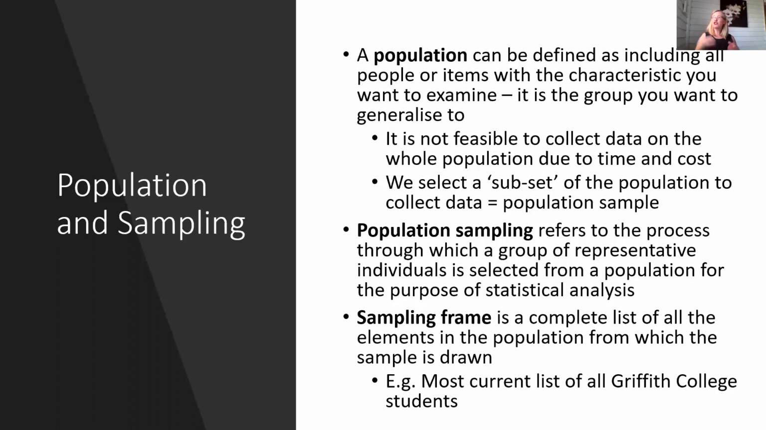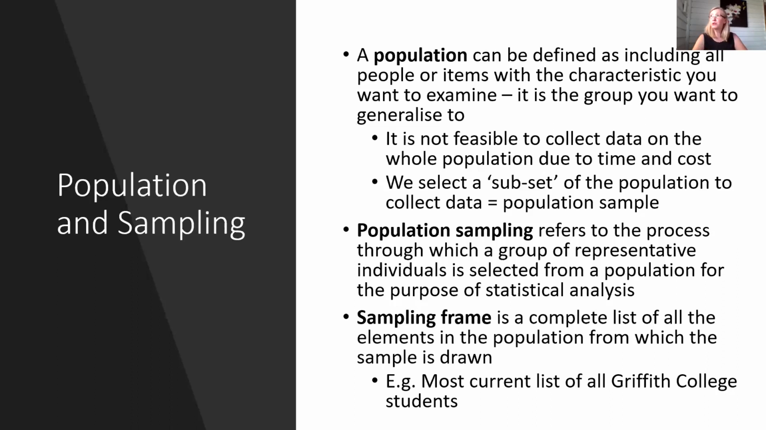Now, when we choose people to be in our study or to take our survey or to get data from, we call this sampling, okay? That means we're selecting individual units from that larger group to be included in our study. Now, you might hear this term sampling frame, and that means it's a complete list of all the elements in a population from which the sample is drawn.